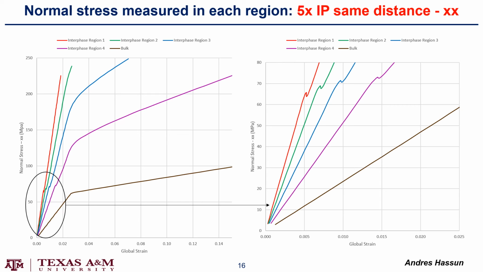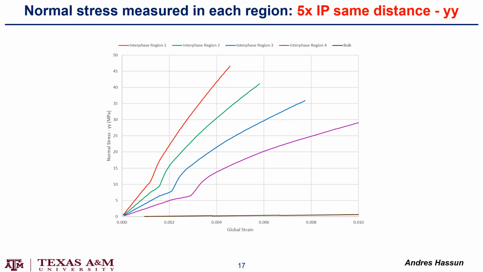On the right here, we do see a bit more of that earlier portion. However, this is more zoomed in to highlight the up and down effect that occurs on the first through fourth interface regions. Onto the YY direction. Again, we're seeing this jump as previously, but it is getting less and less severe.